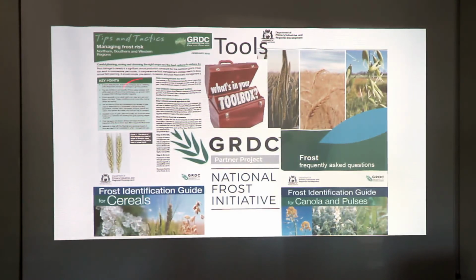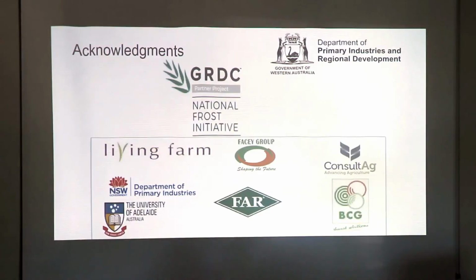So this is really good to use at this time of year to go through your seeding program, your cropping program, and review what you're currently doing and try and actually come up with a plan for what you're going to do for frost if it's important enough. There's some frost FAQs and frost ID guides for cereals and canola. Hopefully you don't need those later on in the year.